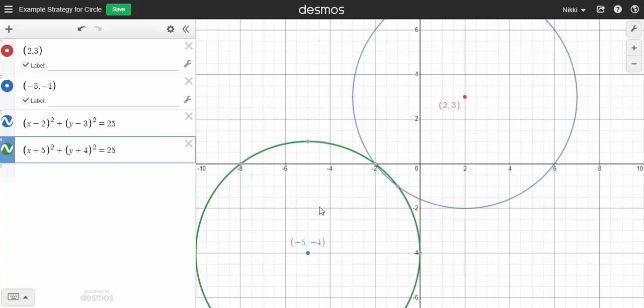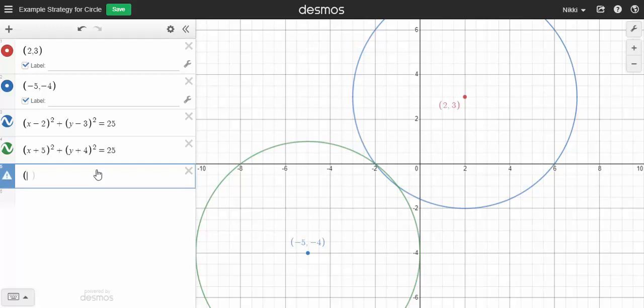So you'll notice I have these two circles, and where do they intersect? Remember, this blue circle is the set of all points 5 units away from (2, 3). Here I have the set of all points 5 units away from (-5, -4). I notice there are two points which are 5 units away from both of those, and they happen to lie at (-2, 0) and (-1, -1), which tells me those could be the possible centers of my circle.